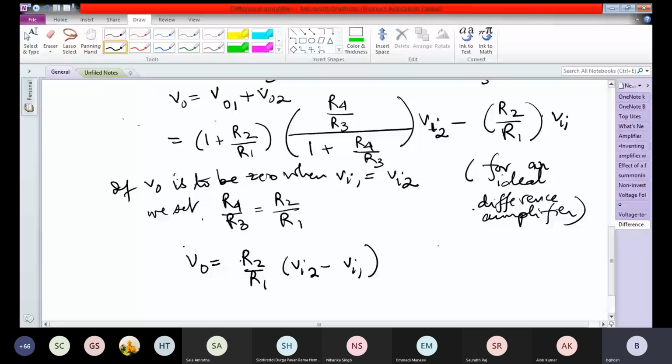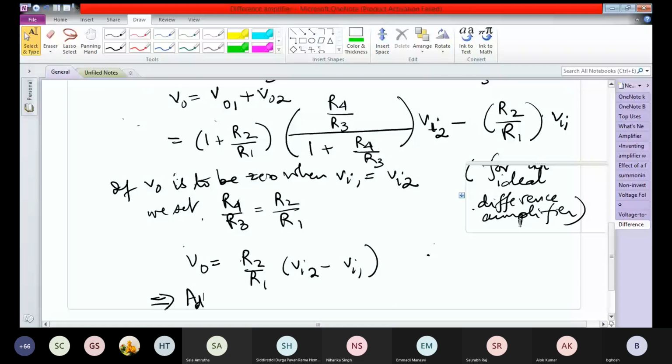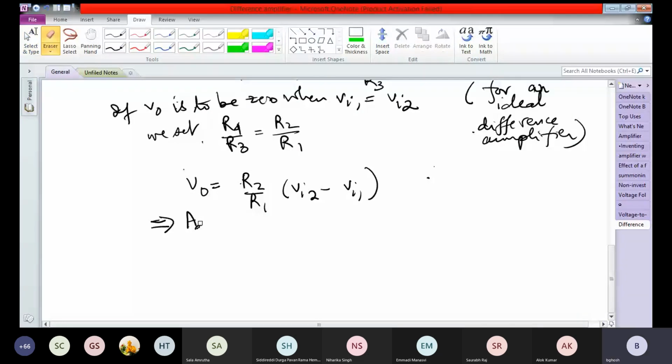So the differential voltage gain AD will be R2 by R1. Excuse me, sir. Sir, we have another class. Yeah, let's end here. So just say that this is the differential gain.